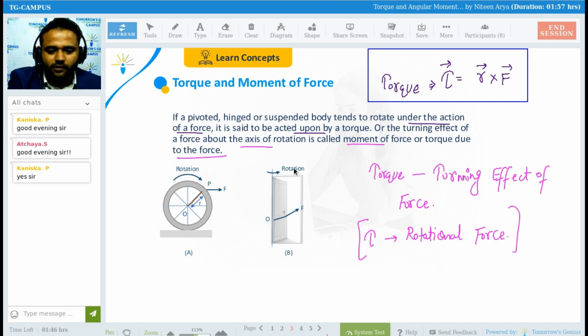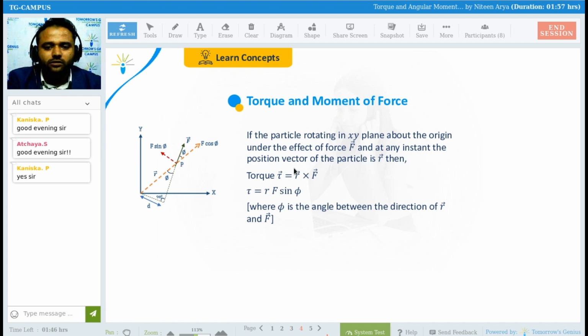Okay. Moving ahead, these are basically two examples: rotation in a wheel or rotation in a door. Now the formula or mathematical expression of torque and moment of force. If the particle is rotating in an xy plane, this is going to be the particle P about the origin under the effect of force.